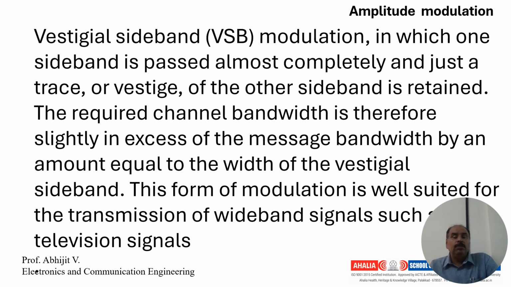Vestigial sideband modulation, in which one sideband is passed almost completely and just a trace or a vestige of the other sideband is retained. The required channel bandwidth is therefore slightly in excess of the message bandwidth by an amount equal to the width of the vestigial sideband. This form of modulation is commonly used in television channels, not these days but previously. Okay, vestigial sideband. We will not be seeing this in detail, but in general, if there is a question on what are the different types of amplitude modulation, you may need to give a small briefing of one or two sentences about vestigial modulation. So for that, I have introduced it here. The other three we will be seeing in detail.